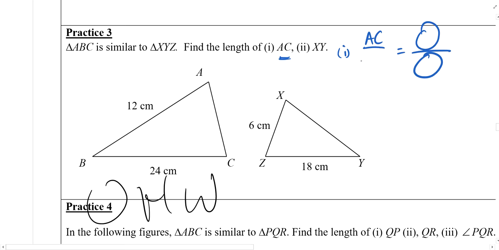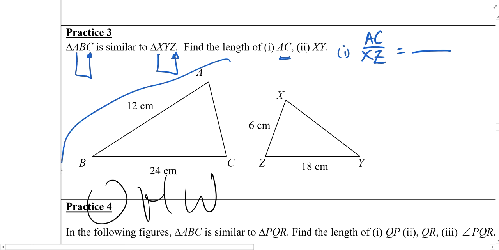Just give me a moment. X, Z. Okay, so A and C, X and Z. Now it is divided by another. It is equal to another fraction. Something divided by something else. What else can we get from the triangle over here?